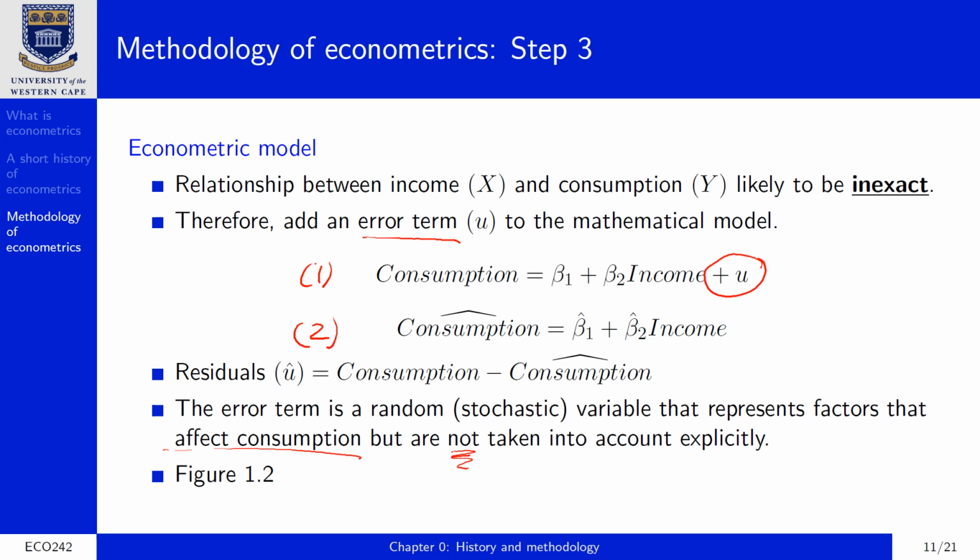Equation 2 introduces some notation which you should be aware of. Notice above consumption, beta 1 and beta 2, there's a hat. This equation represents the estimated model. So equation 1 is the econometric model. Equation 2 represents the model that has been estimated. So whenever you see a hat like that above a given variable, you know that that variable is an estimated value.